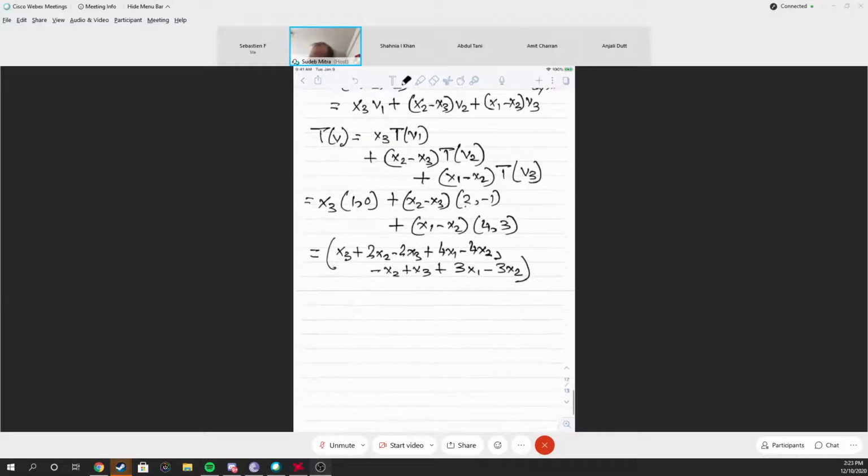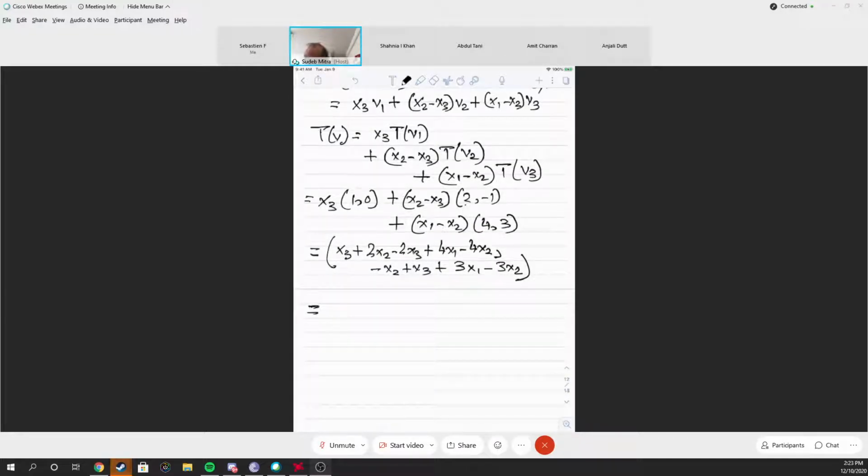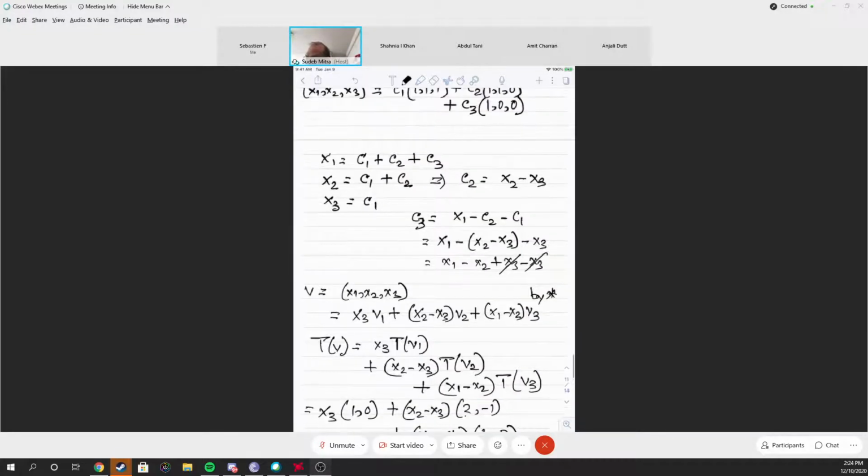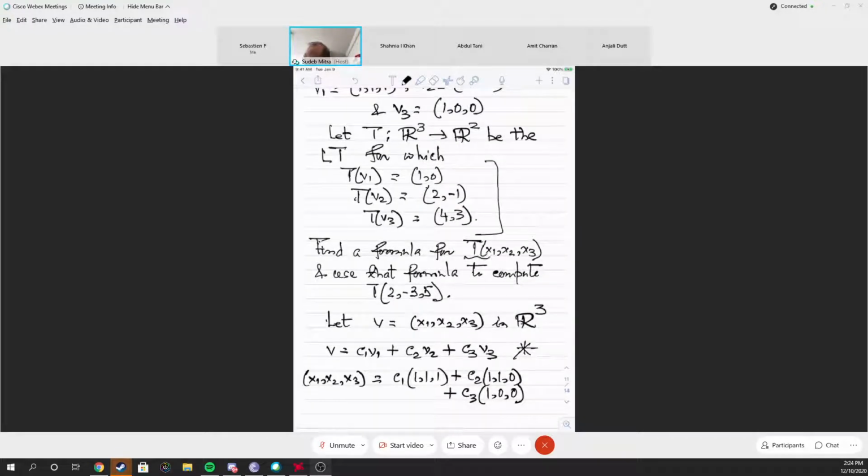So that is equal to 4x1 minus 2x2 minus x3, comma, 3x1 minus 4x2 plus x3. Okay, that's the formula. And then what was the question? Find the formula for this, and use that formula to compute this.